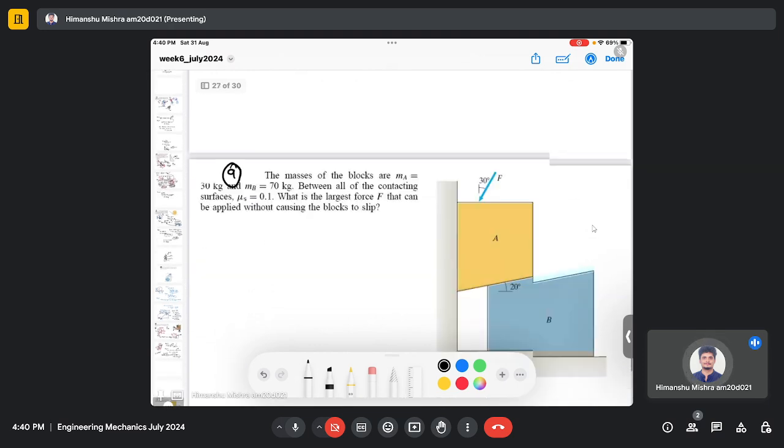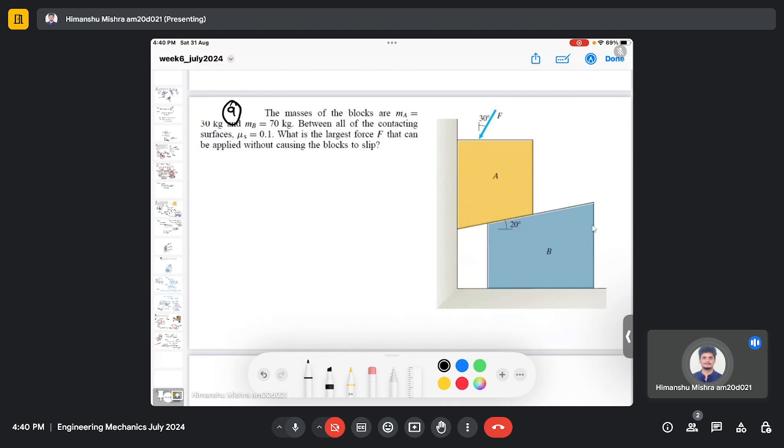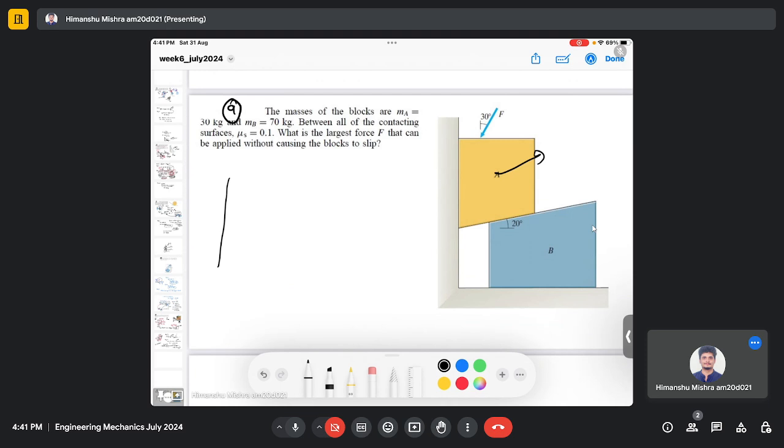Now we will consider another question. So here also, this is a very similar question to the one we have solved. So instead of 3, now we have only 2 blocks. So as usual we will follow the concept. First we will consider block A only. So this is my block A. This is the force F which is acting at 30 degrees, and we will draw the free body diagram here and use the force and moment equilibrium equations here.